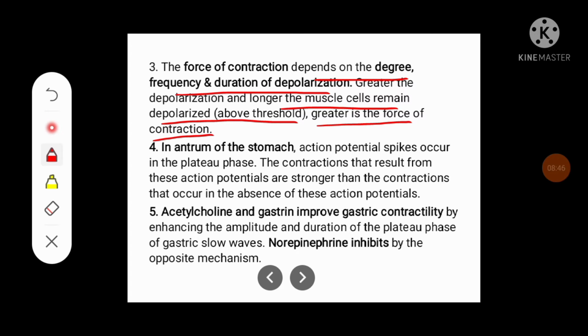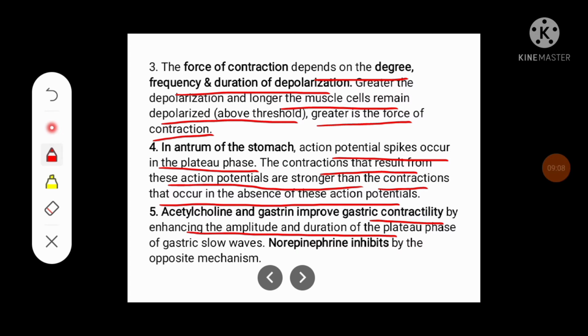In the antrum of the stomach, action potential spikes occur in the plateau phase. The contractions that result from these action potentials are stronger than the contractions that occur in the absence of these action potentials. Acetylcholine and gastrin improve gastric contractility by enhancing the amplitude and duration of the plateau phase of gastric slow waves. Norepinephrine inhibits by the opposite mechanism.